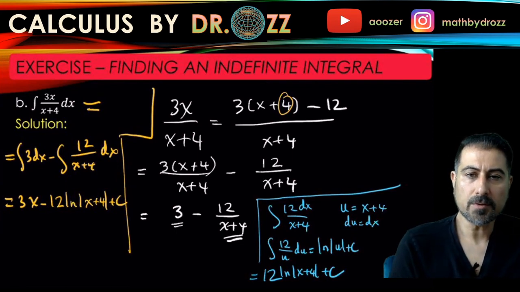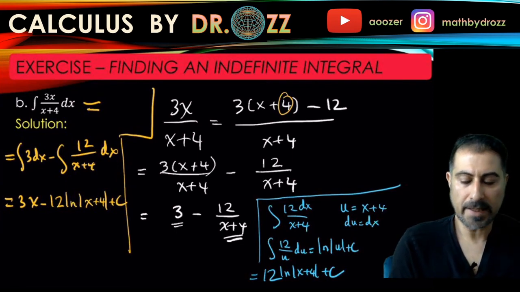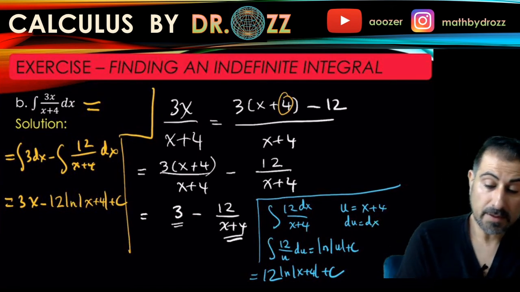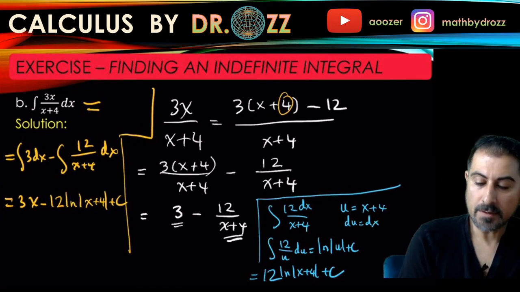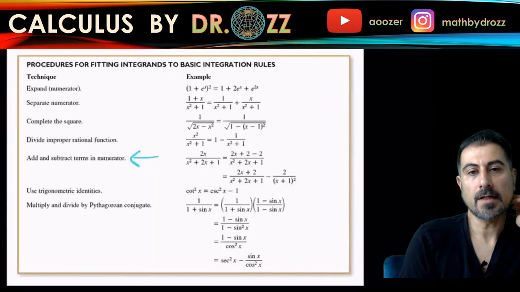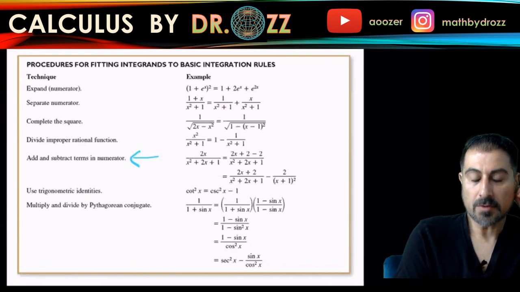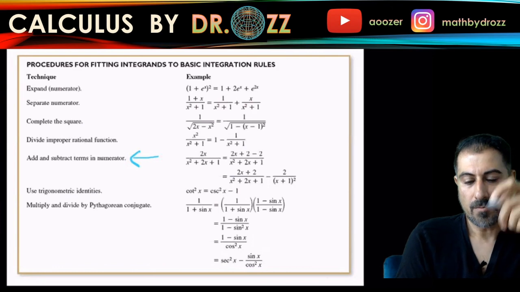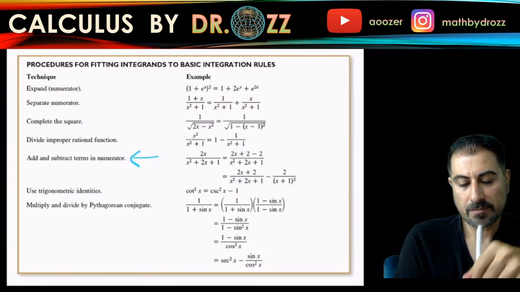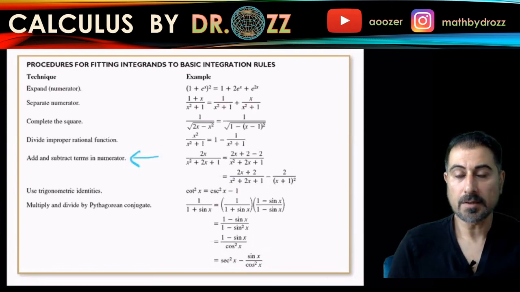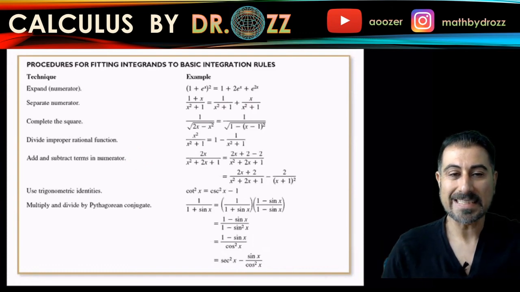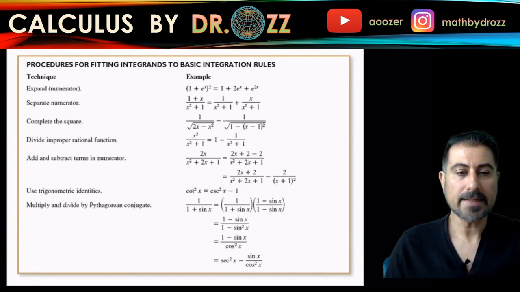Again, the whole story here is based on using one of the algebra techniques that we had in this table, adding and subtracting terms in the numerator. Just save this table for your reference for the rest of the questions, and I'll continue part C and the rest in the next video.